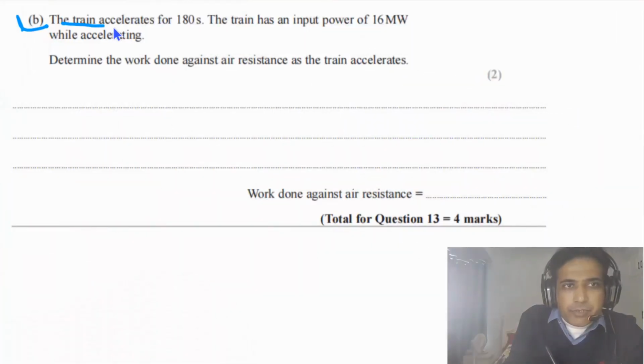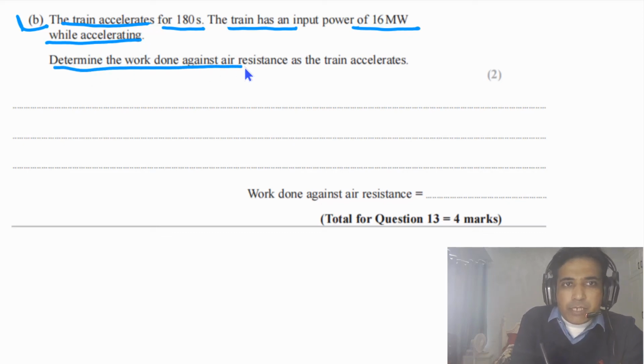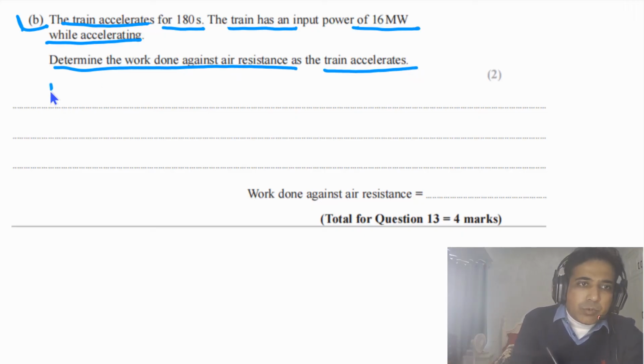Part B says the train accelerates for 180 seconds. The train has an input power of 60 megawatts while accelerating. Determine the work done against a resistance as the train accelerates. So in this case, we need to understand total input energy. We can say energy input, or in a better way, input energy.